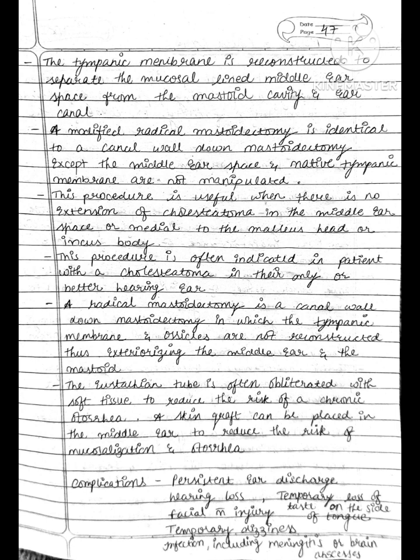A radical mastoidectomy is a canal wall down mastoidectomy in which the tympanic membrane and ossicles are not reconstructed, thus exteriorizing the middle ear and the mastoid. The eustachian tube is often obliterated with soft tissue to reduce the risk of chronic otorrhea. A skin graft can be placed in the middle ear to reduce the risk of mucosalization and otorrhea.